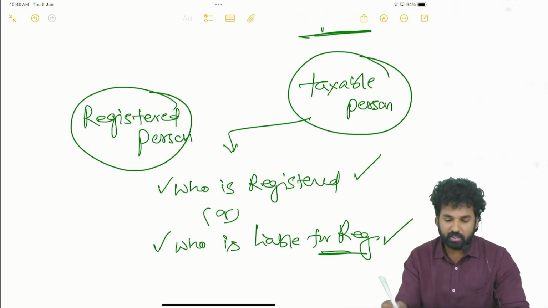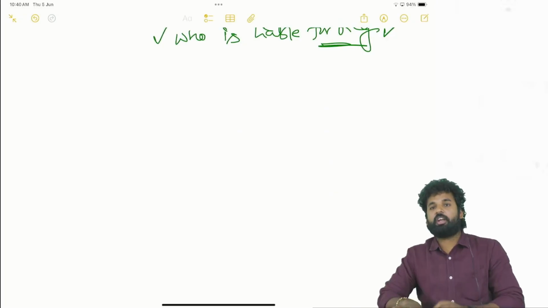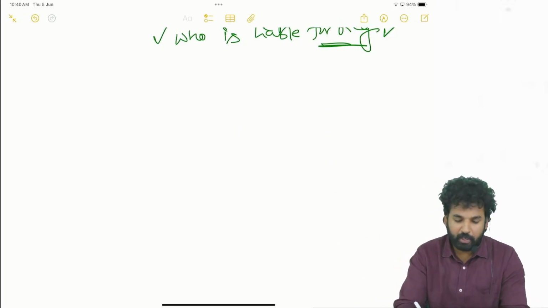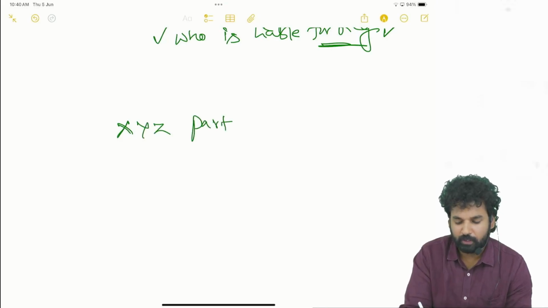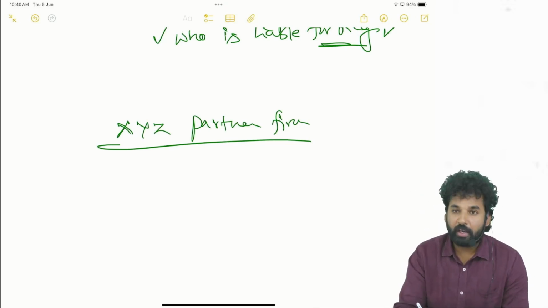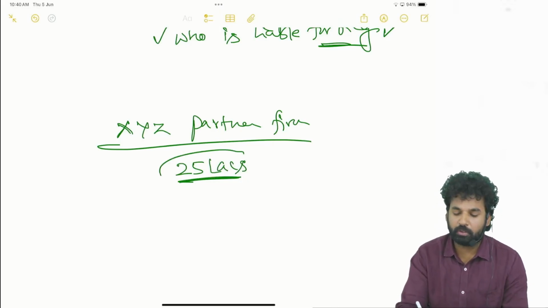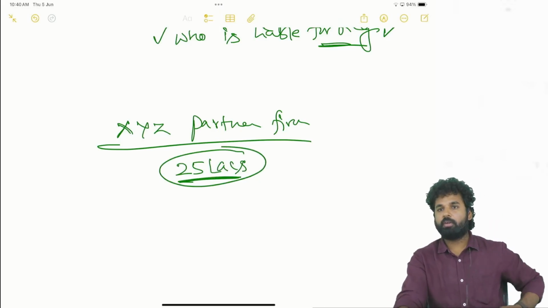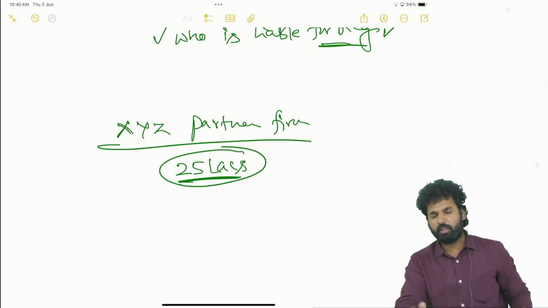Why is this difference so important? A taxable person is a person liable to collect GST and pay GST. Let's say there is a person, XYZ partnership firm. They are into service business, and they have 25 lakhs turnover. Upon crossing 20 lakhs turnover, they have to get themselves registered. It is mandatory. In whichever state they are operating, they have to get registered after crossing 20 lakhs.